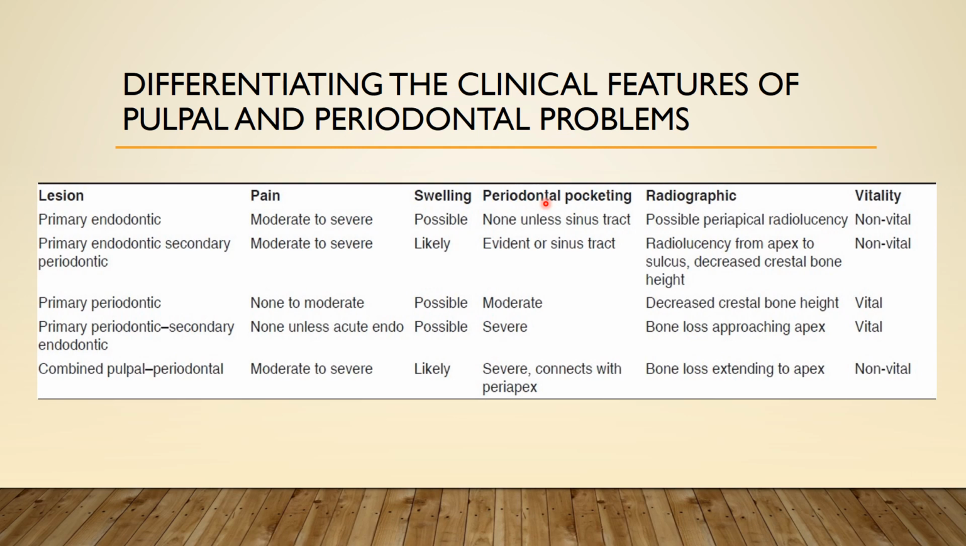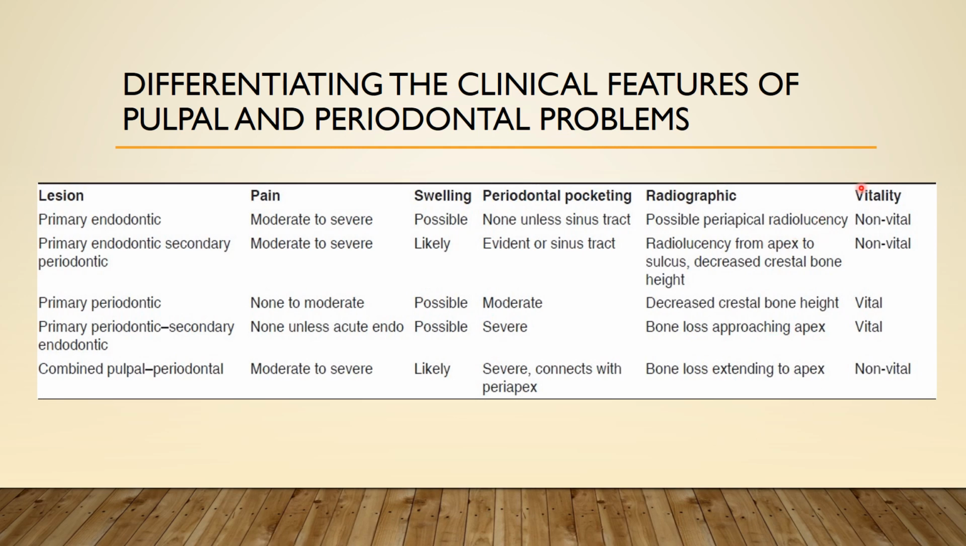Okay, coming to the radiographic features, in primary endo you can see a possible periapical radiolucency, but it will be very mild, because only the primary endo is causing the periodontal inflammation. In primary endo secondary perio, there will definitely be radiolucency from the apex to the sulcus, which decreases the crestal bone height. In primary periodontic, there will be decreased crestal bone height. In primary perio secondary endo, there is bone loss that approaches the apex. And in the combined lesion, bone loss extends to the apex.